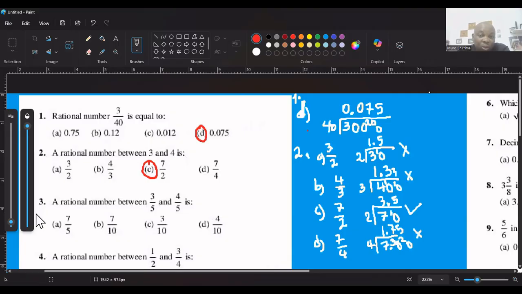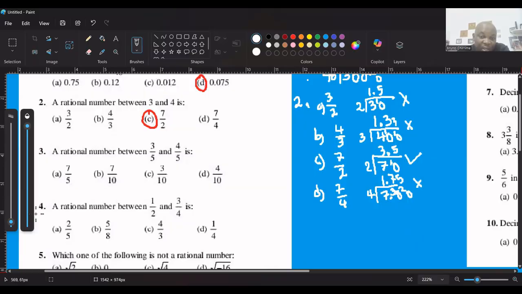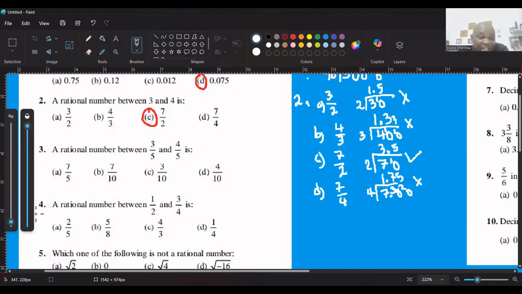Now, moving on to question 3. So question 3, what is it? A rational number between 3 over 5 and 4 over 5 is, again, we look at this fraction, 3/5 and 4/5. So we know that between 3/5 and 4/5, we could have something like maybe 3.5 fifths. It's strange to say that, a decimal in a fraction, but actually that makes some sense.